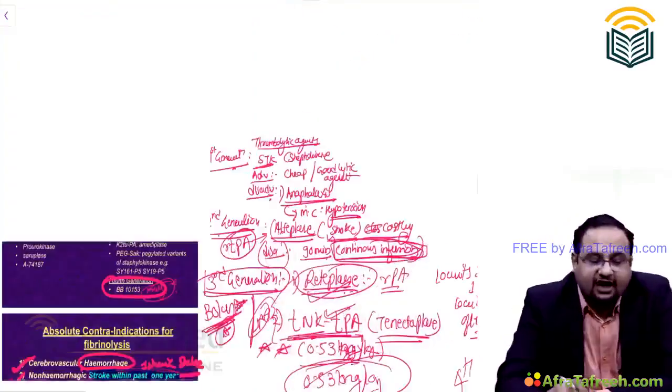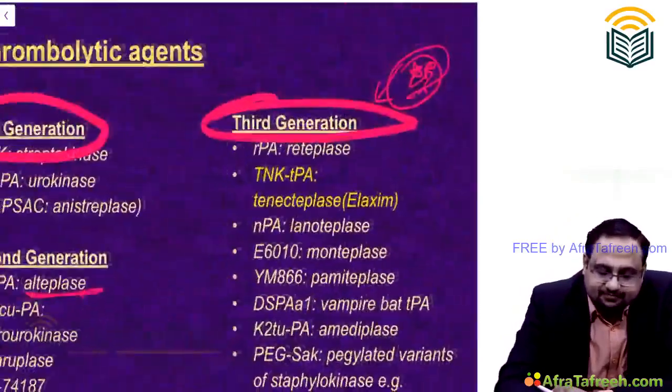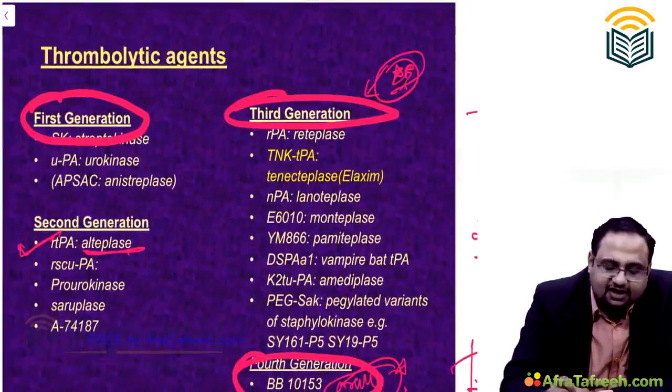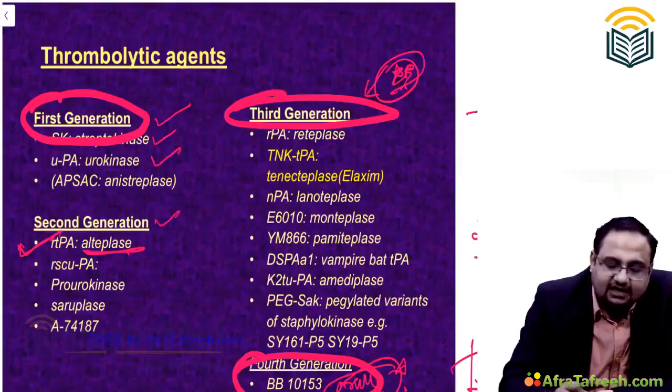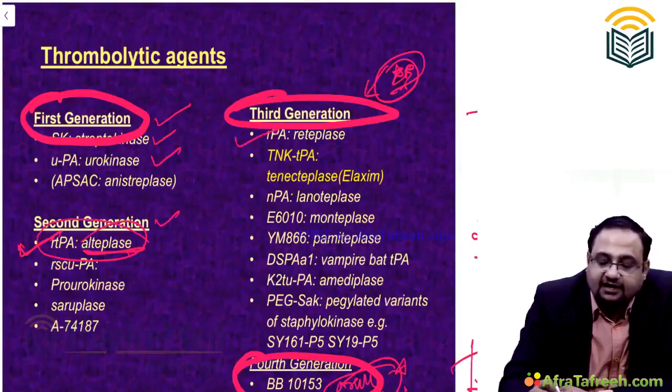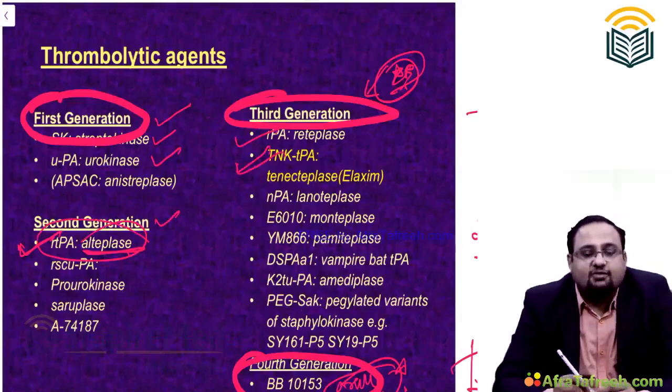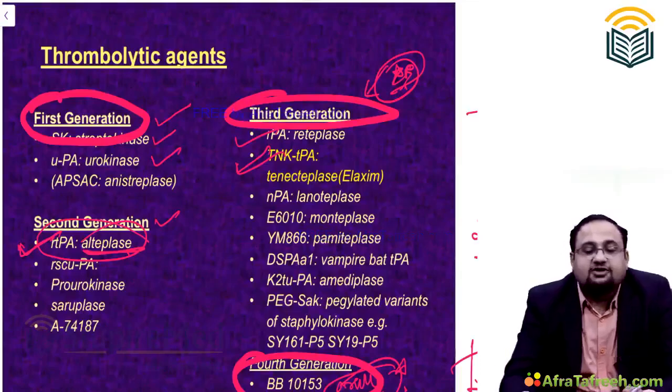So, friends, we have studied thrombolytic agents. The first generation has streptokinase and urokinase. The second generation is Alteplase. The third generation is RPA and TNK, Tenecteplase. These are the important thrombolytic agents that one should remember and know.